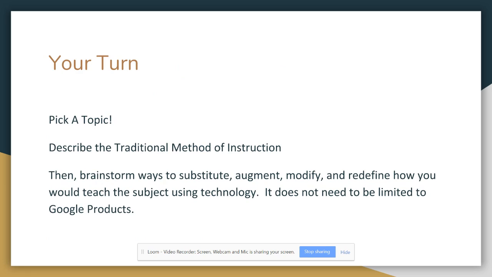Your turn. Pick a topic. Describe the traditional method of instruction that you would have used, and then brainstorm ways that you could substitute new products that you've learned about through Google, augment it with some of the tools that they have to change the way that it would have worked, modify it, and even redefine how you would have taught that material or that subject topic with something that you could never have done before in your classroom because you didn't have the technology for it. It doesn't need to be limited to Google products.